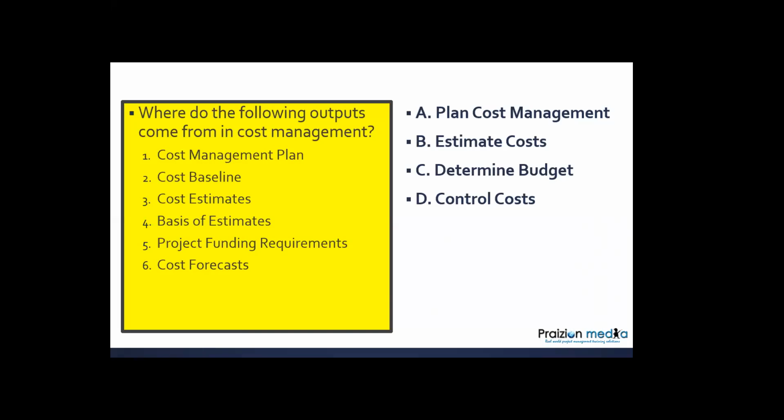Okay, 5, 4, 3, 2, and 1. Here are the results. Majority chose C. Project funding requirements are an output of determine budget. From control cost, we get something else. By the time you get to control cost, you're trying to control wasteful spending, so you already know your funding requirements by then. All right, let's relaunch the poll and do the final one, cost forecasts.